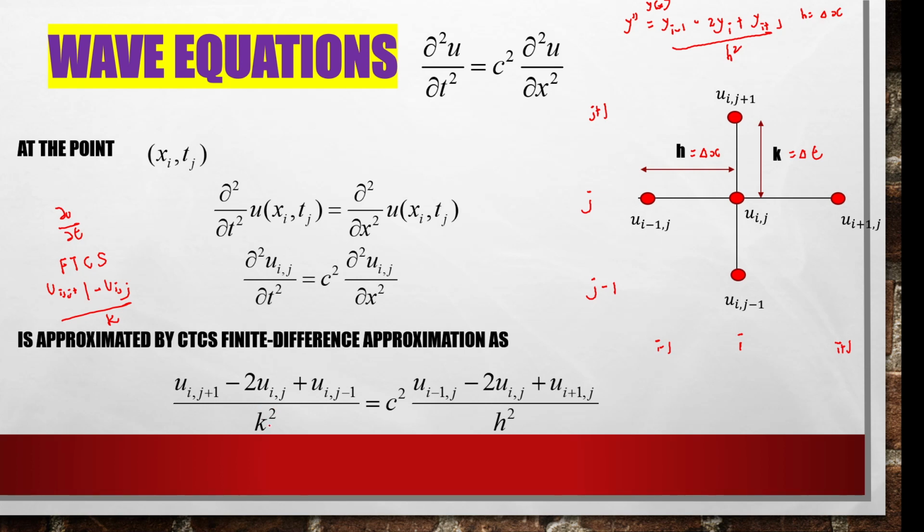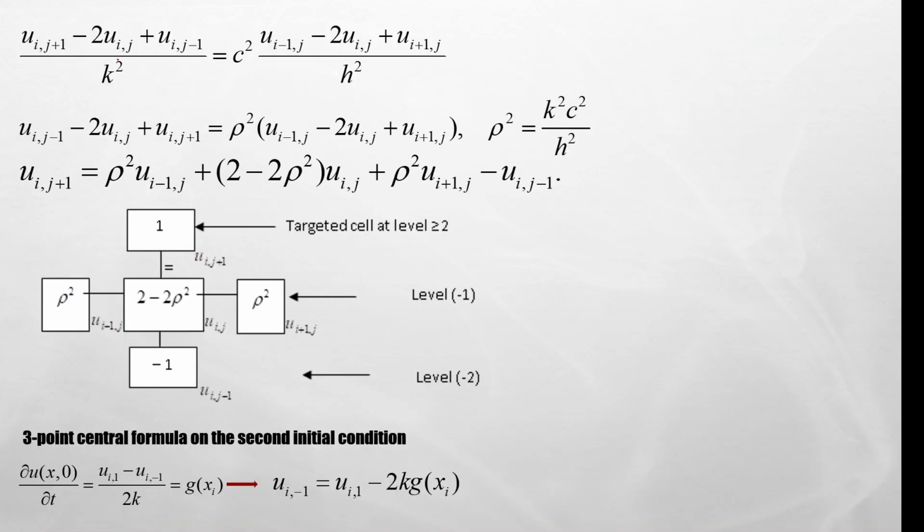Hence k squared you bring to right hand side. The terms that are not from level j plus 1, you bring to right hand side. That's what you obtain like here. And from the previous slide, k squared you bring to right hand side. That's why you have k squared c squared over h squared, which we denote as rho squared. So the right hand side becomes rho squared.